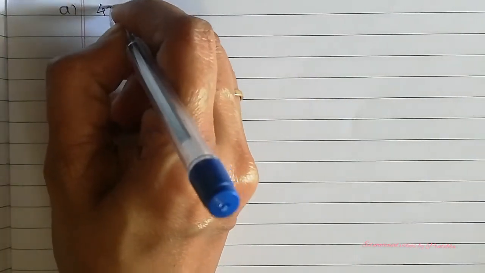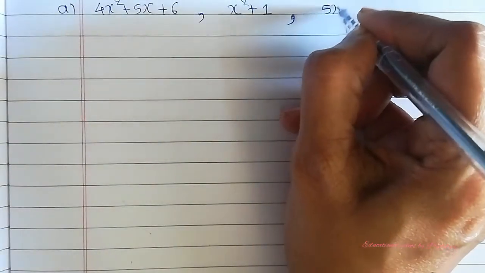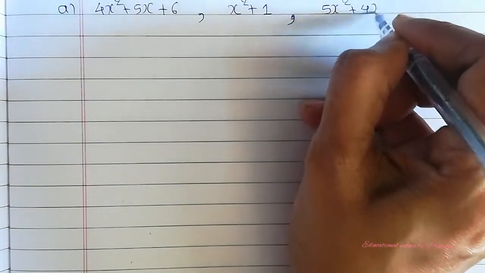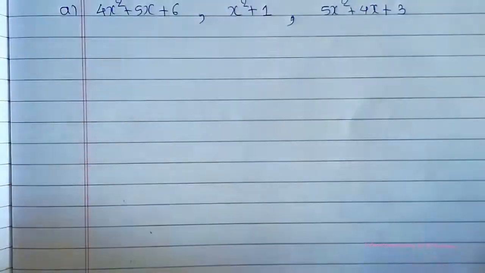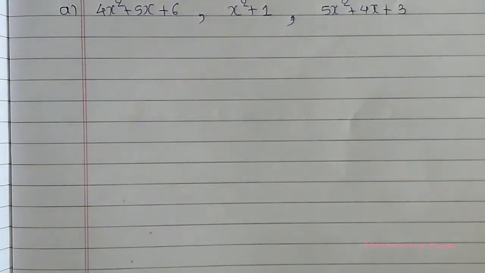So let us discuss the first question. First question is 4x square plus 5x plus 6. This is the first expression. Second expression is x square plus 1. And the third expression is 5x square plus 4x plus 3. This first question I'm going to show you in both the ways, horizontal as well as vertical. So first we are going to do it in vertical arrangement.